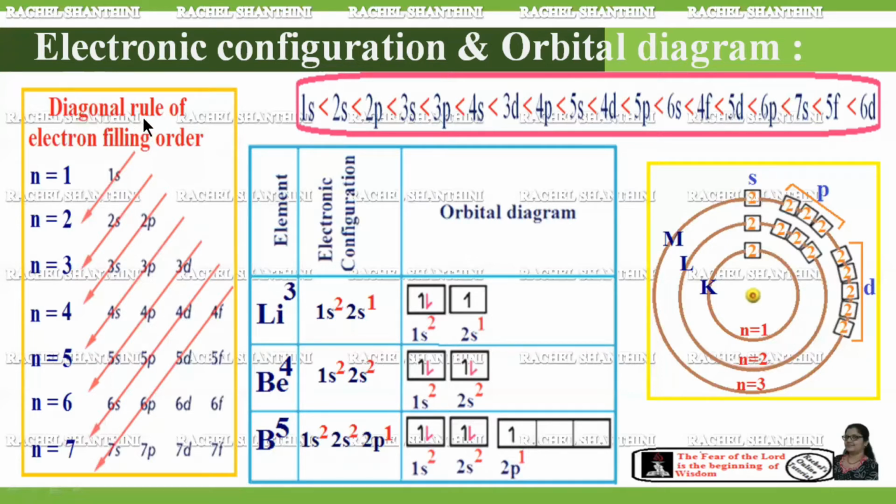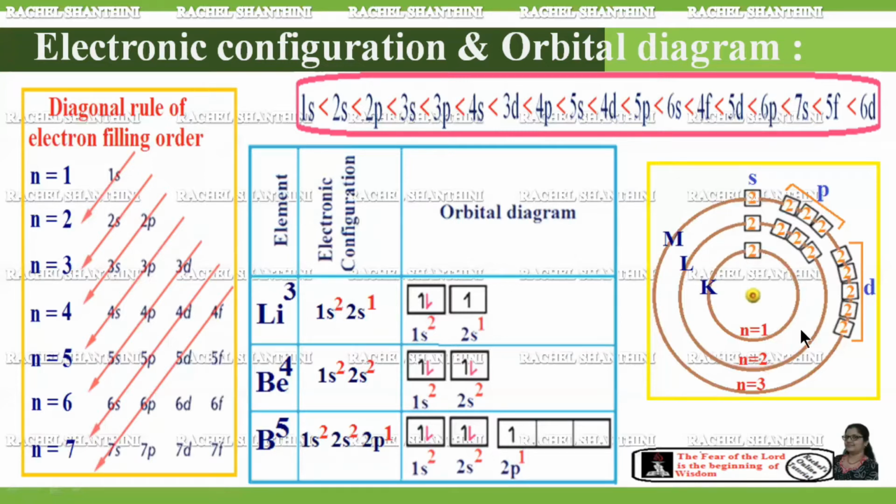Now let us use the diagonal rule to write the increasing order of energies. We know that we have to start from the top right corner and move towards the bottom left corner. So which is the lowest energy level? 1s. So 1s we have written. Then after 1s, again we have to go to the second diagonal line. 2s, right? So we have to write 2s here. We know that s orbital can accommodate how many electrons? What is the maximum number of electrons that can be accommodated in s orbital? 2, right? So 2 we have to write.